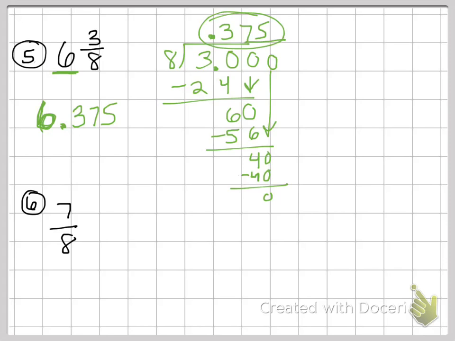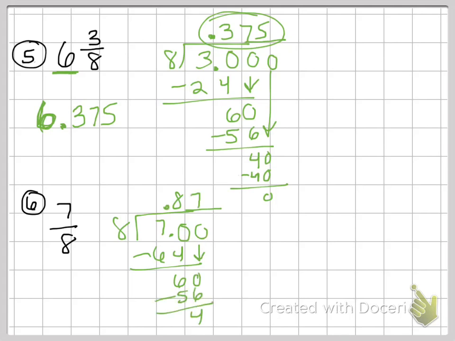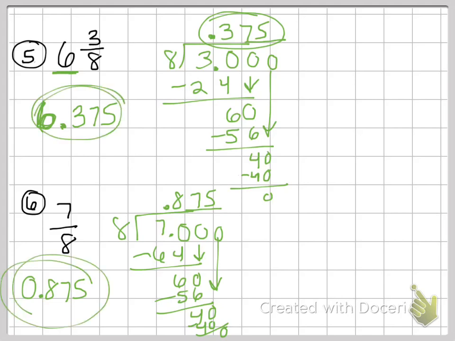7/8, same deal. 7 divided by 8. Add your decimal and your 0, and then start dividing. Nope, that's 8, 64. Jumping ahead just to save some time. And we get 5. Squeeze that in, and 0. So 7/8 is the same as 0.875, or 875 thousandths. Same thing.